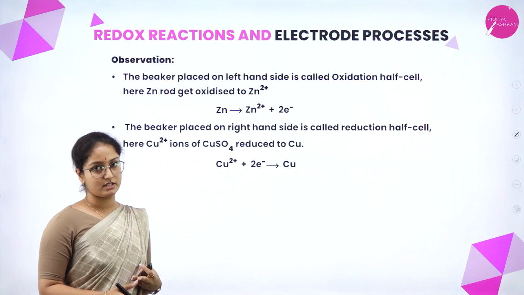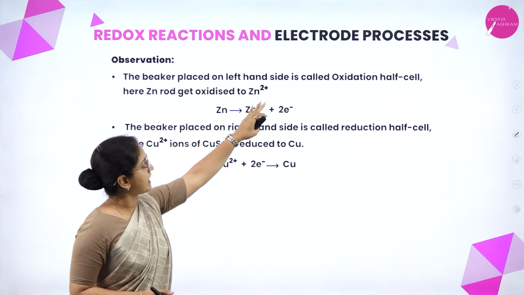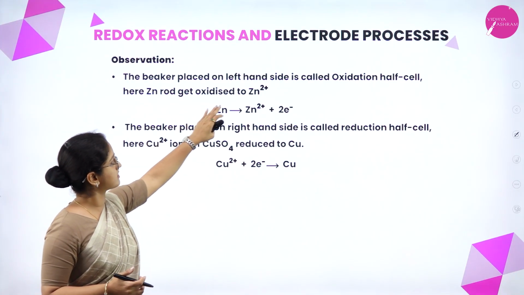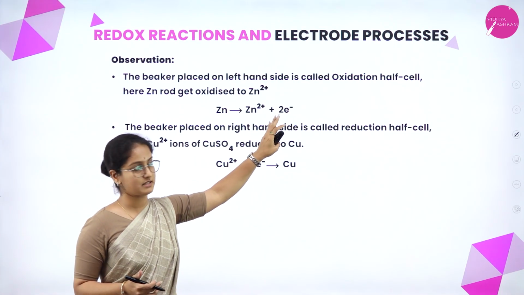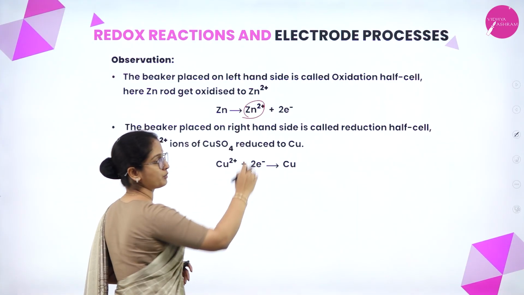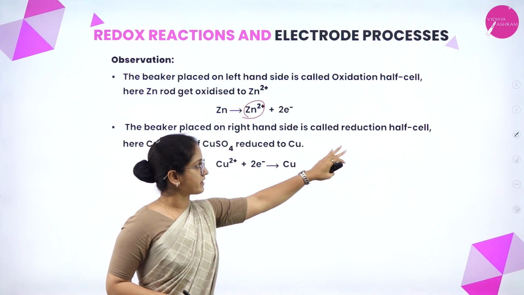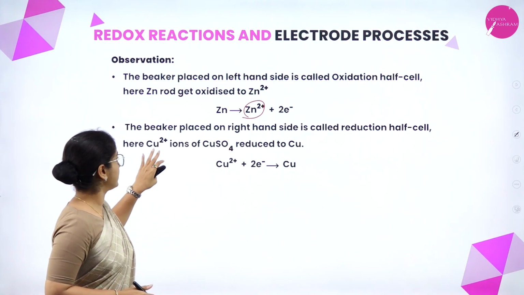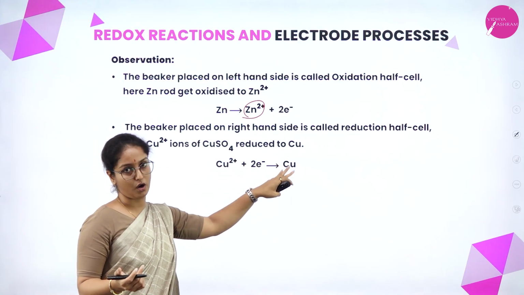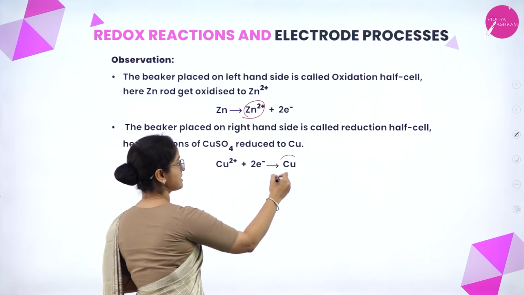The observations during this process are as follows. The beaker placed on the left hand side is called the oxidation half cell. Here the zinc rod gets oxidized to Zn2 plus ion. It loses electrons, so it possesses a 2 plus charge. The beaker placed on the right hand side is called the reduction half cell, wherein copper ions of copper sulfate get reduced to copper. That means it is gaining electrons, so it becomes copper metal.